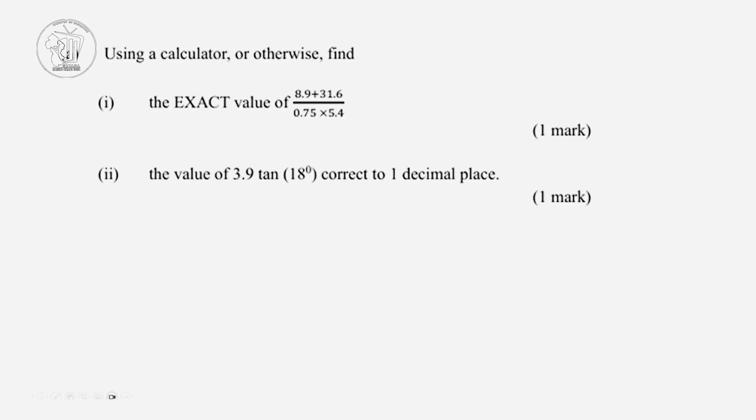So let's carry on. The next question says, using a calculator or otherwise, find the exact value of this expression, for 1 mark. So I will bring that down. We have 8.9 plus 31.6, all divided by 0.75 multiplied by 5.4.